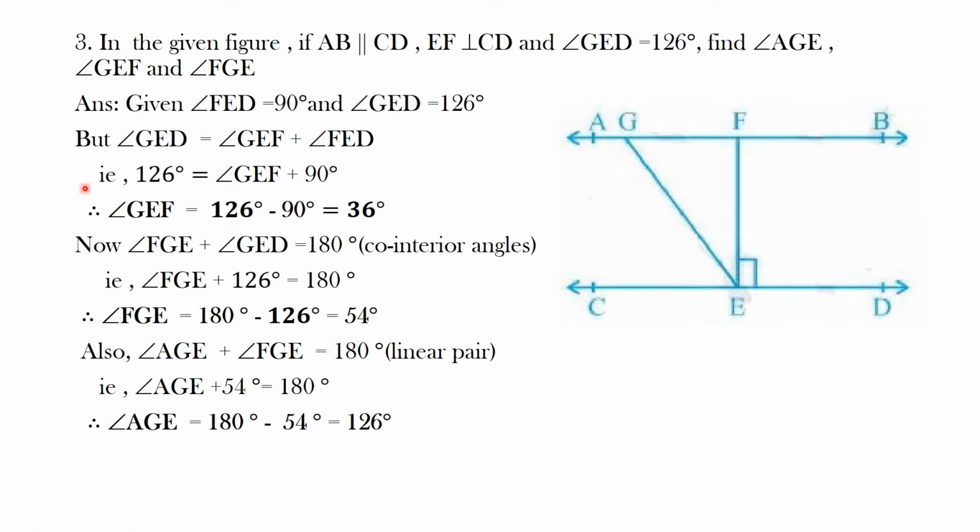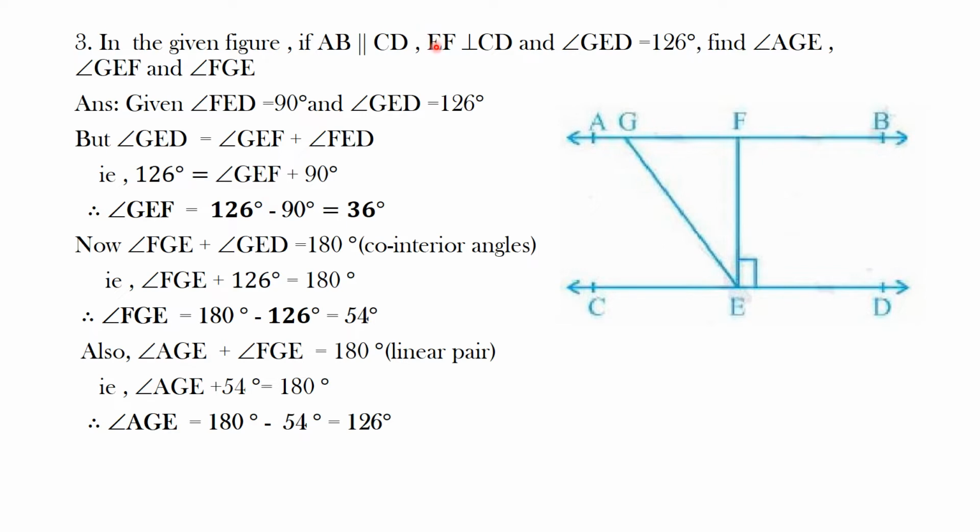Question number 3. In the given figure, if AB is parallel to CD, EF is perpendicular to CD, and angle GED is equal to 126 degrees, find angle AGE, angle GEF and angle FGE. Let us see what all things are given. We are given GED is equal to 126 degrees.